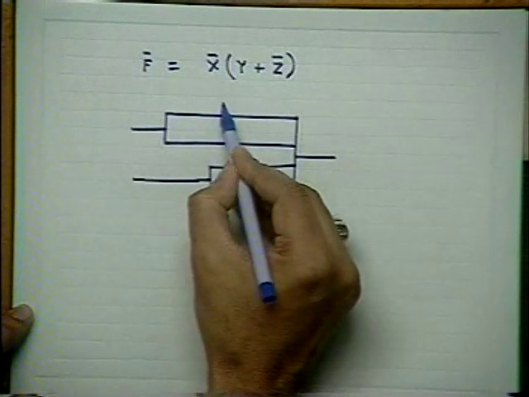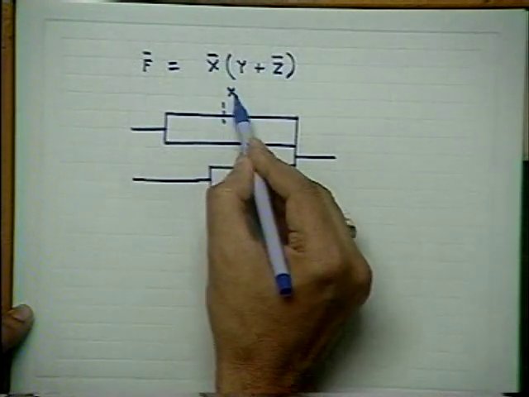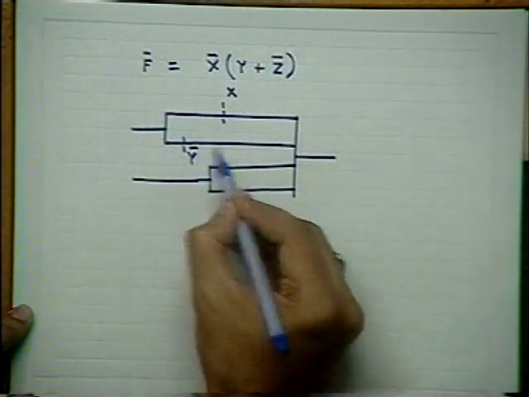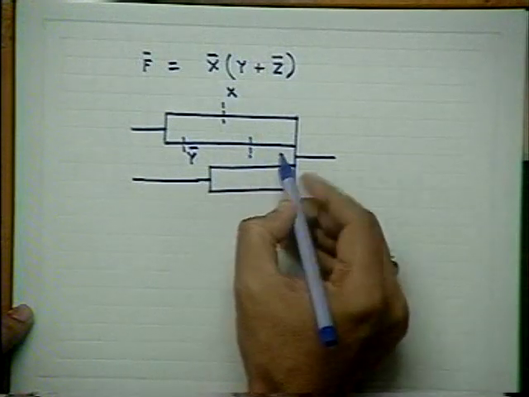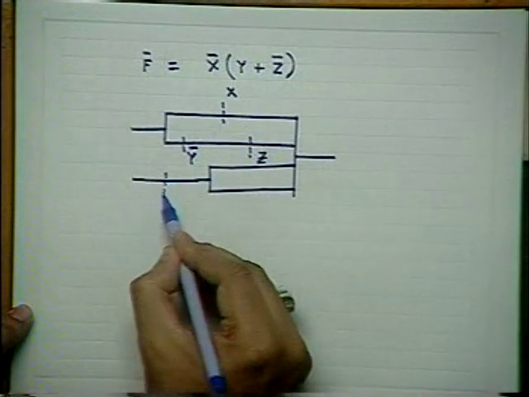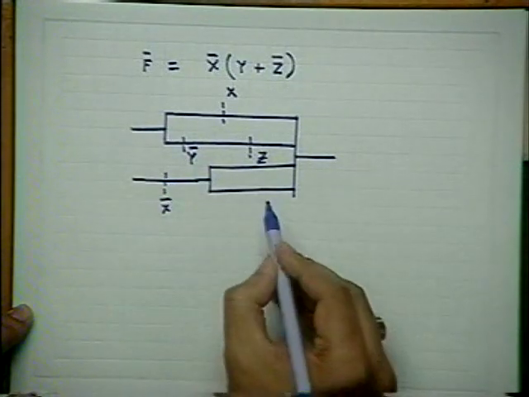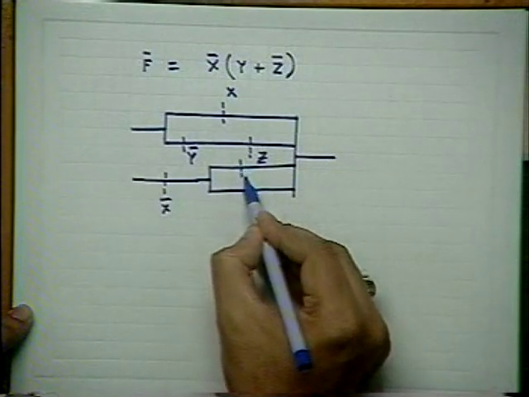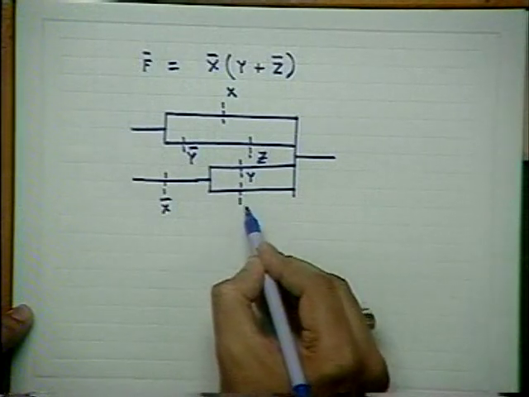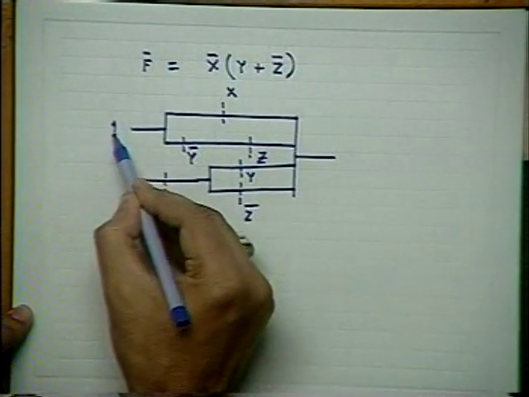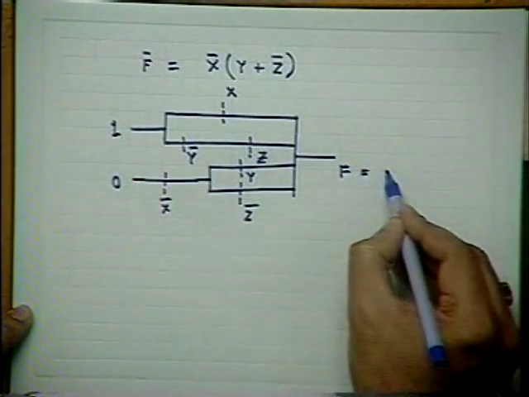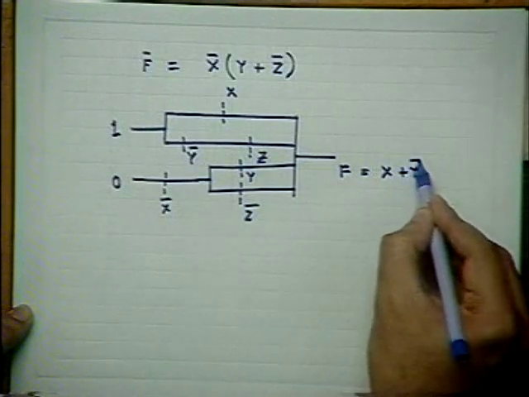So now, this is your x as before, this is your y bar as before, this is your z. Now we have got x bar here, y here, and z bar here, and this is 1, this is 0. So you get f, which is simply equal to x plus y bar z.